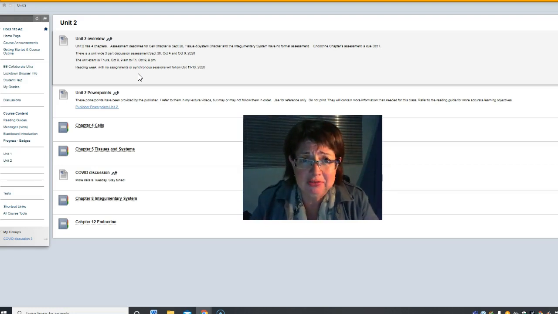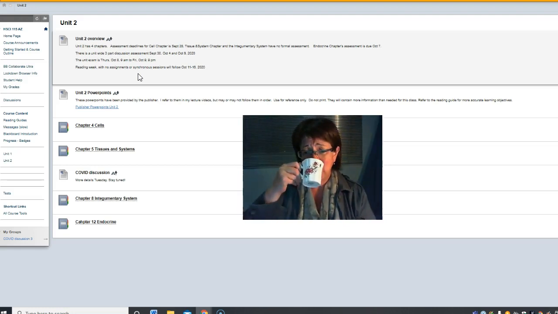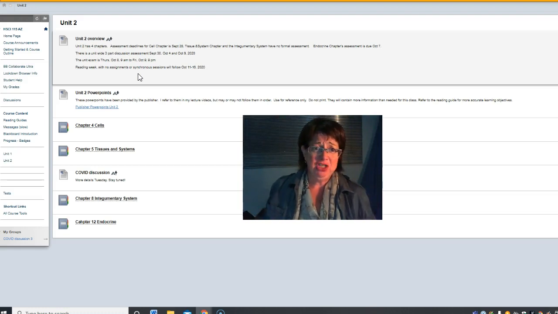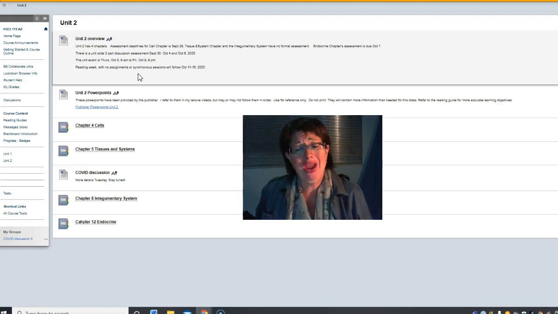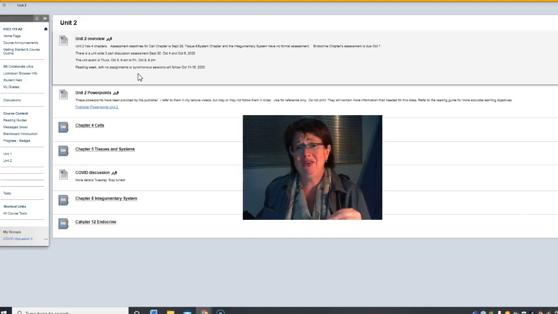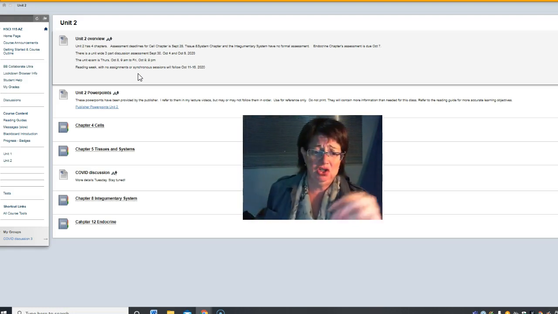Now, Chapter 12 is the endocrine system, which is hormones. It's a little confusing because there's so many terms. The thing about the endocrine system is you have organs. These organs secrete hormones which go and act on other organs. We're just going to do the endocrine system on a surface level, introductory level, and then next term in anatomy and physiology we'll go into more detail.